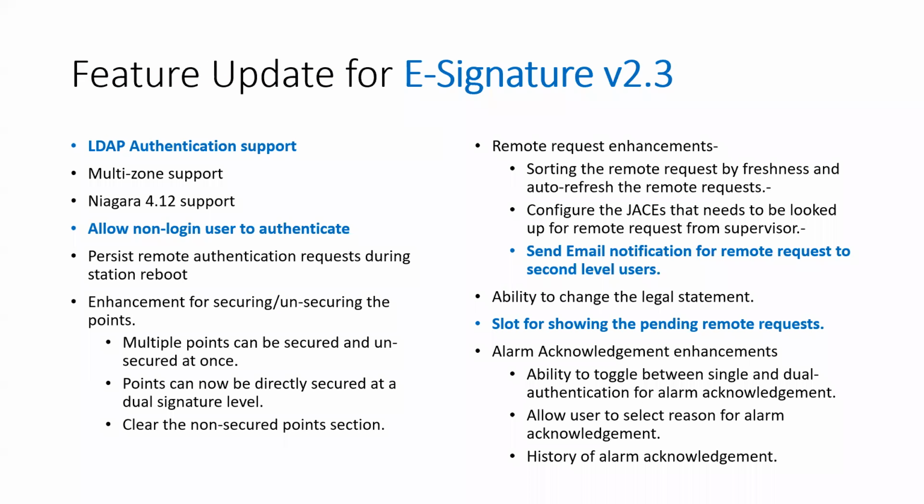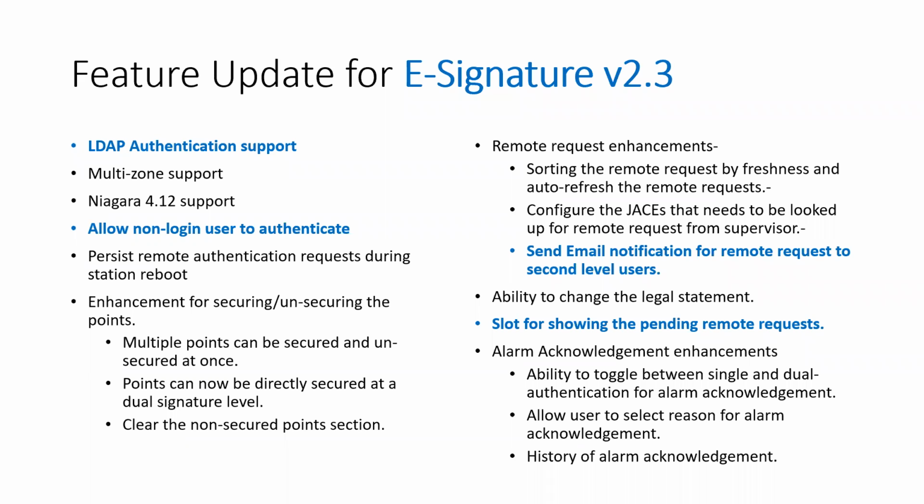With version 2.3, we added a few different features that were definitely requested, necessary to make things easier on our partners. So we took a lot of what our customers said and threw that in. First and foremost being LDAP authentication support. Instead of just using the user database for Niagara, you can now use LDAP users to actually authenticate points. Multiple zones are now available to configure. 4.12 obviously was a big one for us, getting that out the door.